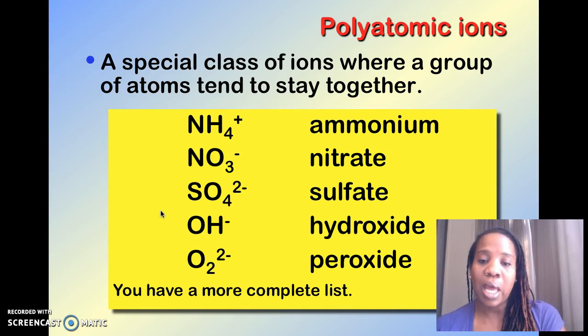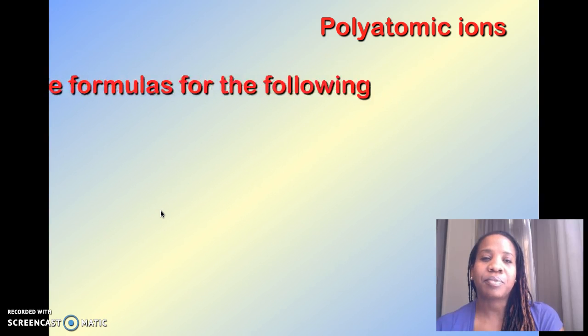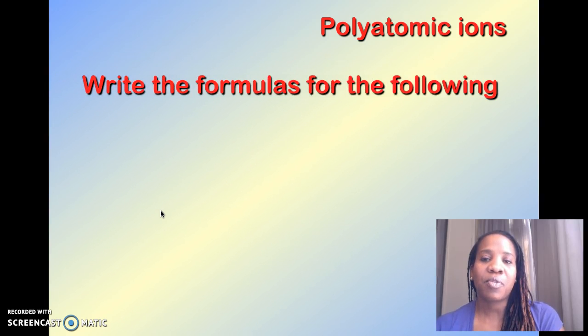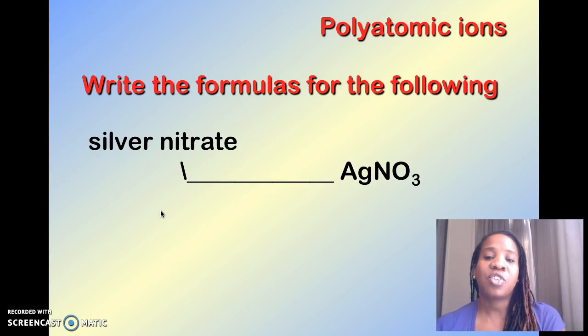Writing the formulas is a little bit trickier. You will need to use parentheses if you need a subscript on a polyatomic ion. Okay, so just keep that in mind. All right, so what if we want to write a formula for the following? Silver nitrate. Okay, so silver, as we said, is always +1. Nitrate is on your list. It has a charge of -1, so it cancels out. We don't need any subscripts. It's just AgNO3.